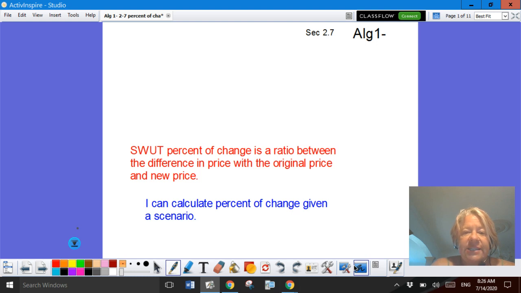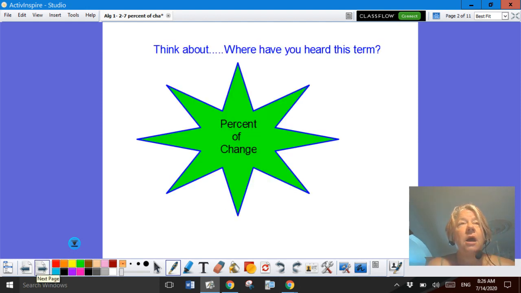Okay, so today we're going to take a look at percent of change, which is a change between an original value and a new value, okay? And usually you see percent of change with money, but you can see it in situations like what we have just finished up with, or in the midst of, with the quarantine and the virus, the coronavirus.